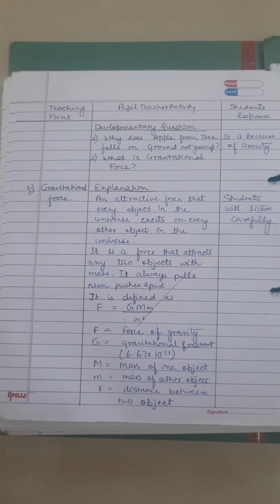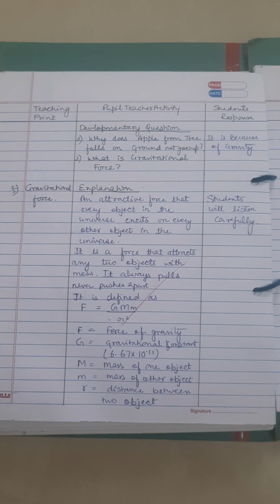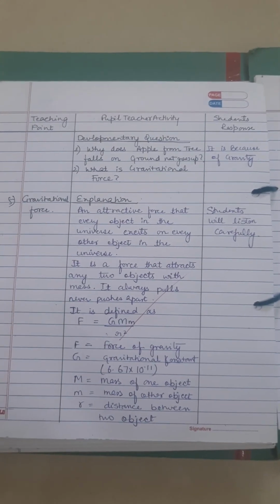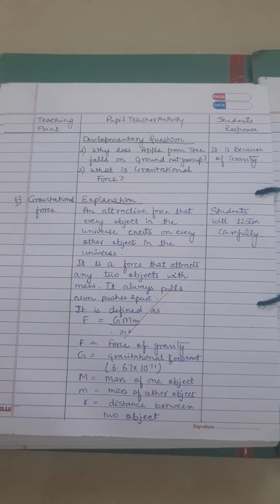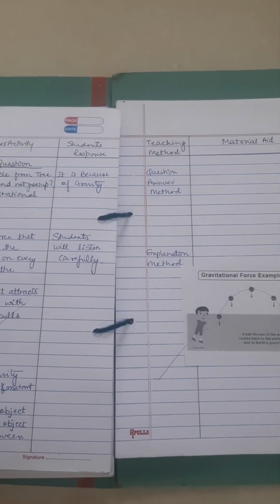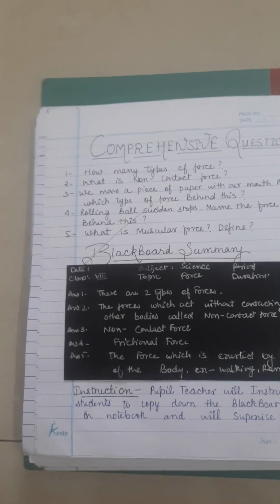And the last teaching point is gravitational force. First developmental question is, why does an apple from a tree fall on the ground, not go up? It is because of gravity. And the second question, what is gravitational force? Then the teaching method uses question answer method. And then you have to explain about gravitational force, the material aid and the blackboard work.